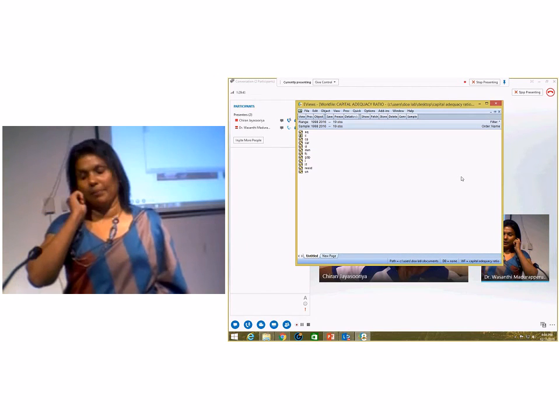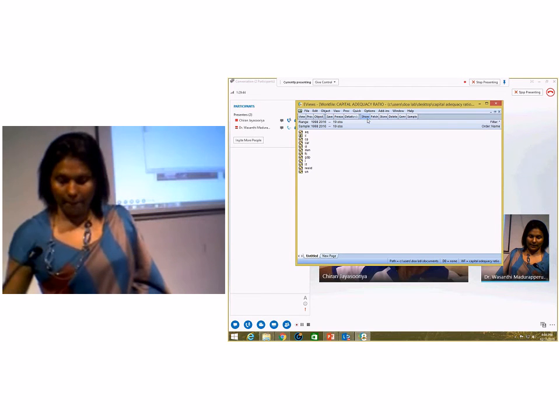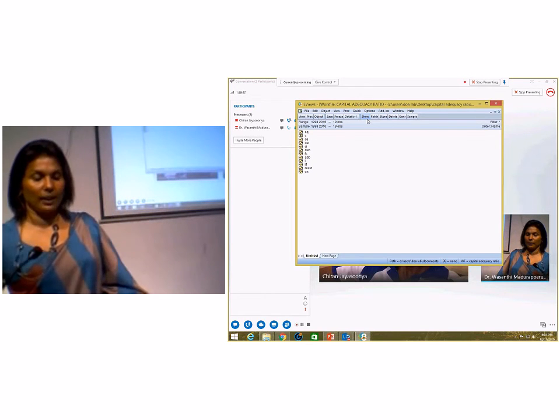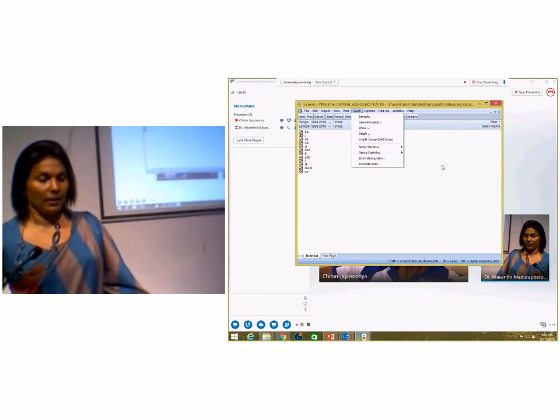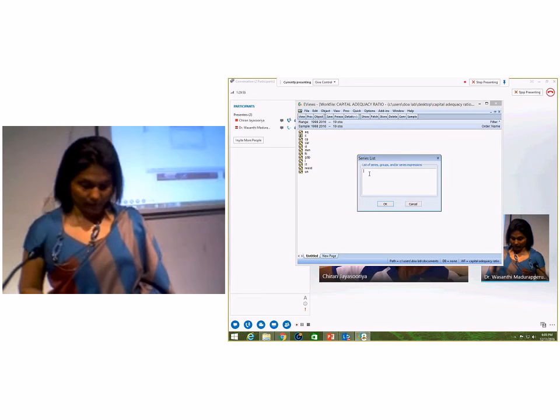Right, apply the same thing for the other variables as well. Apply the same thing for the other variables. Consider the graph for the GDP.